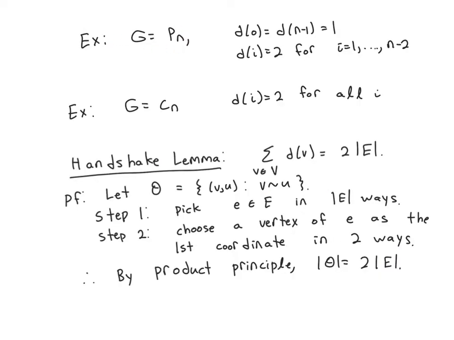Now let's look at the path. For the outermost endpoints, 0 and n-1, these two vertices are only incident to one edge. So their degree is exactly 1. On the other hand, for every vertex in the middle of the path, its degree is 2 because it lies on exactly 2 edges. So the degree sequence for a path is usually 1 followed by a bunch of 2's and then a 1.